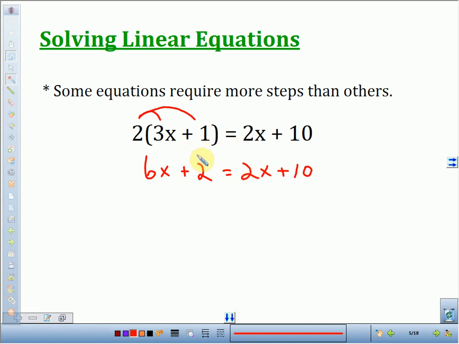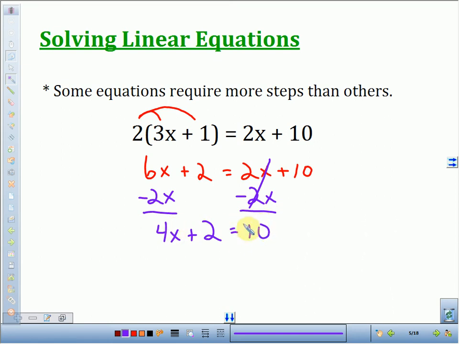Now, I do want this 2x to be on the other side of the equal sign. The only way that I can move an x is to add or subtract. So I will subtract 2x. And I will do it from both sides. On the right, they will cancel. On the left, 6x minus 2x is 4x. Plus 2 doesn't change, and 10 does not change.